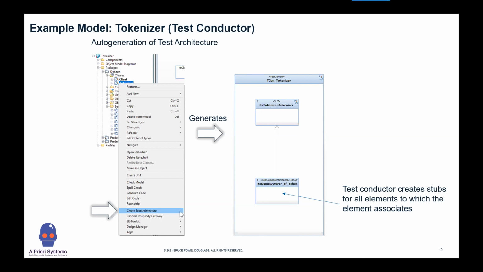I do like the automation. So to apply it, I load in the testing profile in Rhapsody. I select the elements that I want to use as my system under test, and I say, create test architecture. And it generates, in a separate package, a test component called test context tokenizer. It creates a part stereotyped system under test, and creates a test stub for every element that has relationships which connect to the system under test. In this case, there's only one, which is the client.